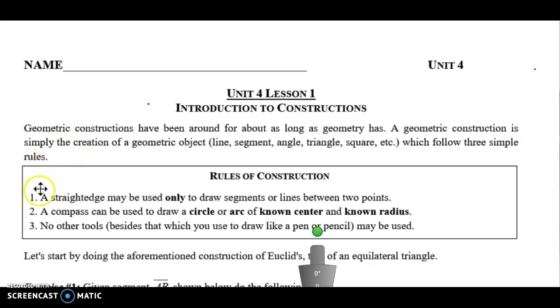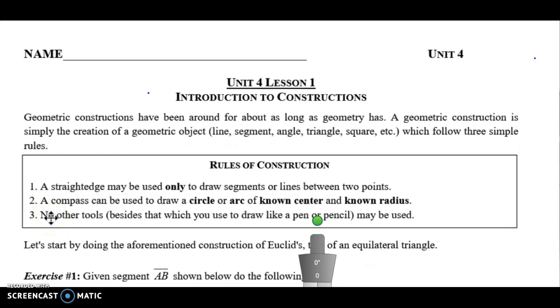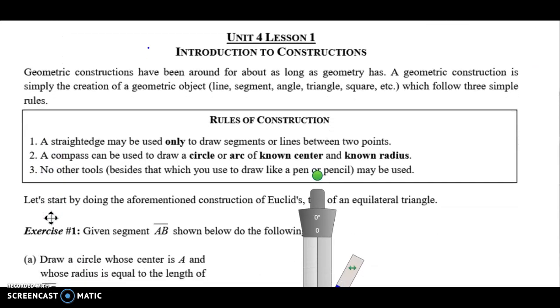And they follow three simple rules. The first rule is a straight edge may be used only to draw segments or lines between 2 points. So you're not using a ruler to measure anything in inches or centimeters. A compass can be used to draw a circle or arc. An arc is just part of a circle. You can always draw a full circle, but lots of times I just draw part of a circle, or an arc, just to make the picture less confusing. Those arcs have a certain center that they start from, and they have a certain radius.